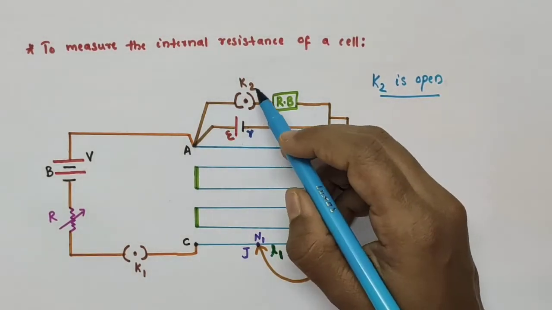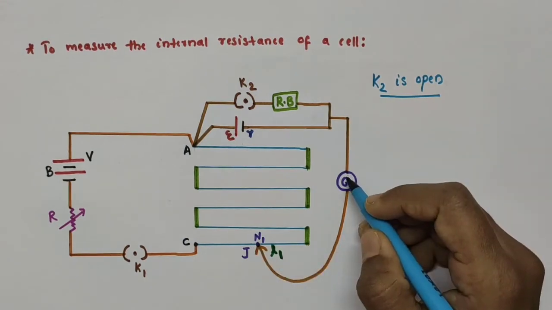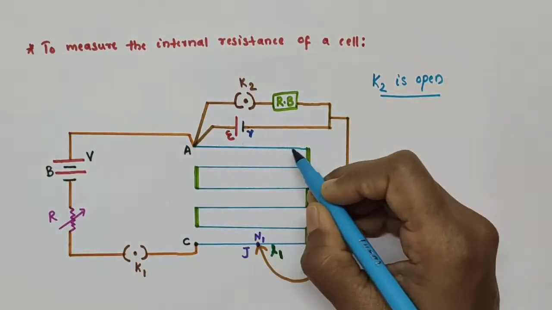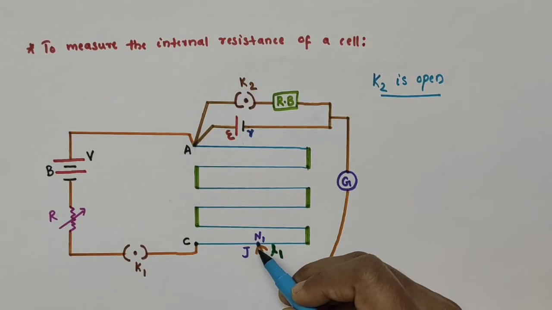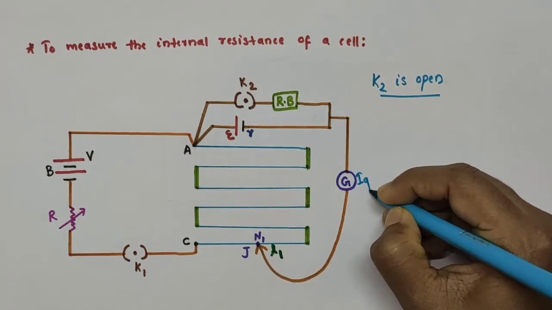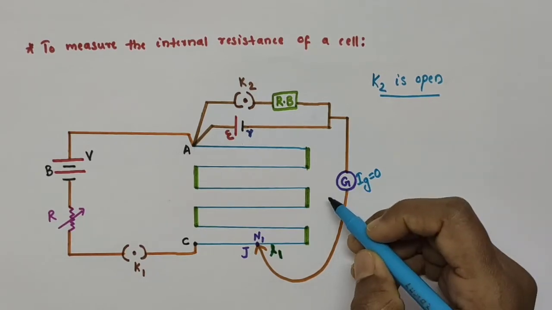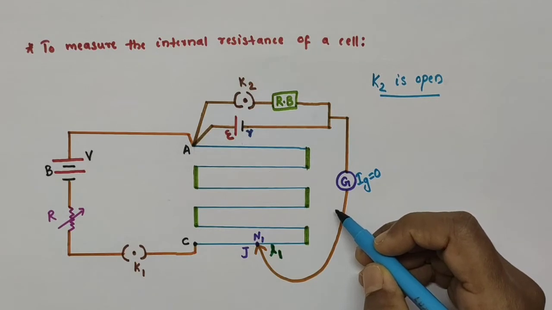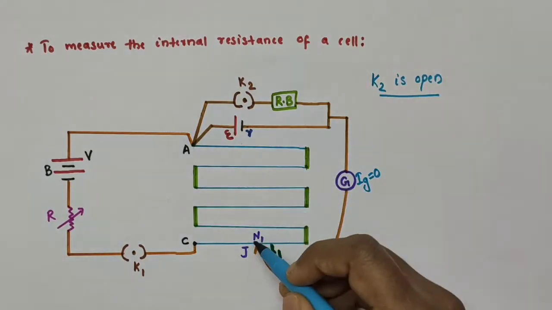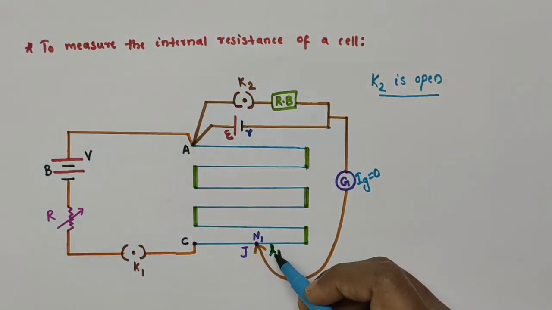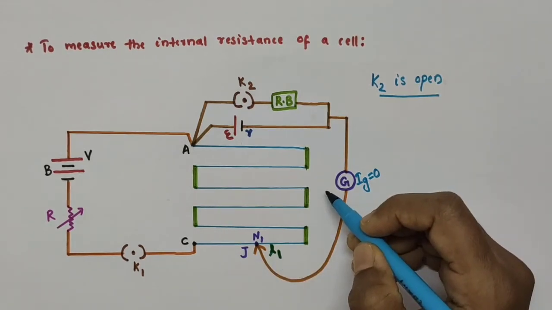first we want to make this key K2 open. Then we want to move this jockey, which is connected to this galvanometer, from this point A along this potentiometer wire. Imagine that when the jockey reaches somewhere here at this point N1, the galvanometer shows null deflection. That is, the current through the galvanometer becomes 0. That is, it got balanced here. Now let L1 be the length of this potentiometer wire from this point A to this point N1. So L1 is the balancing length here, the length of this wire in the balancing condition.